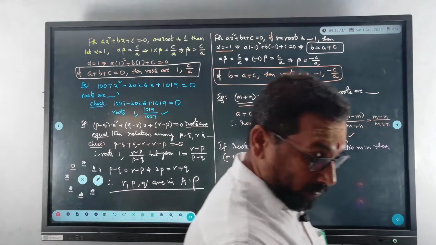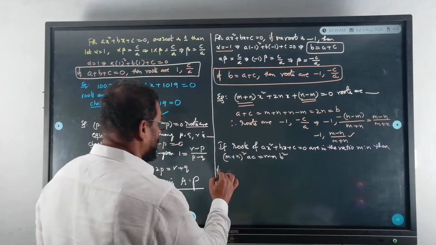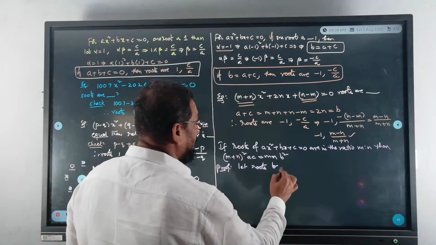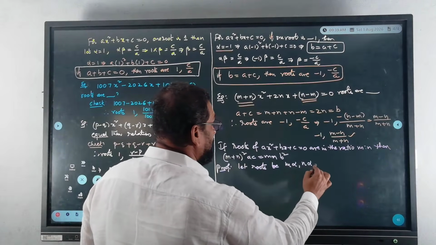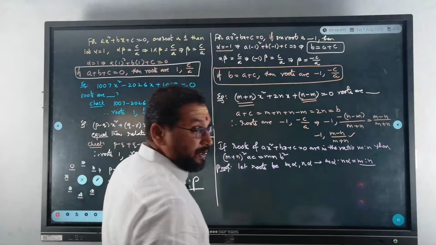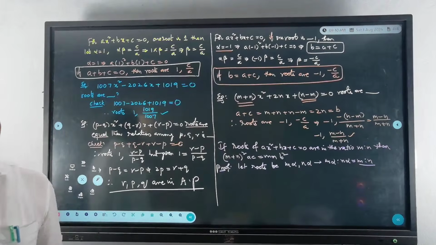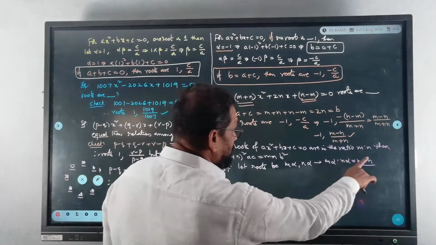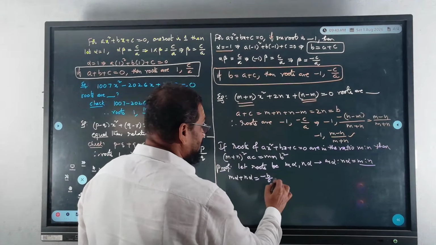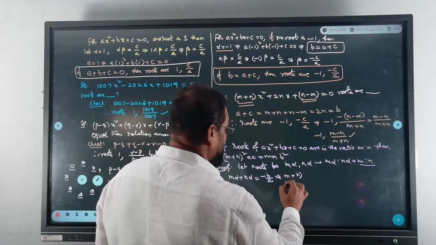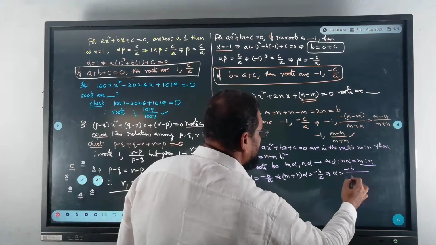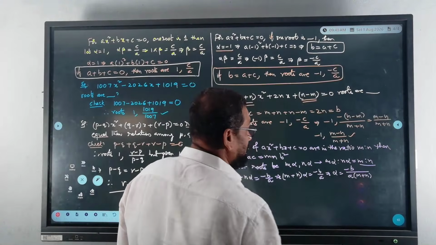See the proof. Let the roots be m alpha and n alpha, whose ratio m alpha is to n alpha is equal to m is to n. Now m alpha plus n alpha is equal to minus b by a. So m plus n times alpha is equal to minus b by a. So alpha is equal to minus b by a times m plus n.